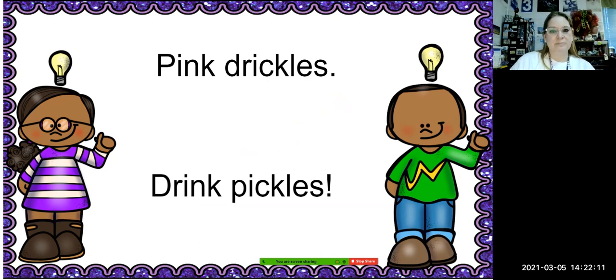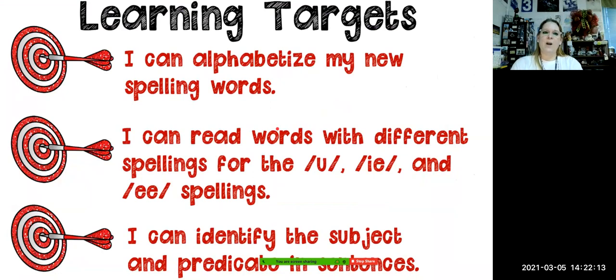That's kind of odd. All right, so our learning targets for today are: I can alphabetize my new spelling words, which you will get today. I can read words with different spellings for the I and E spellings. And I can identify the subject and predicate in sentences.